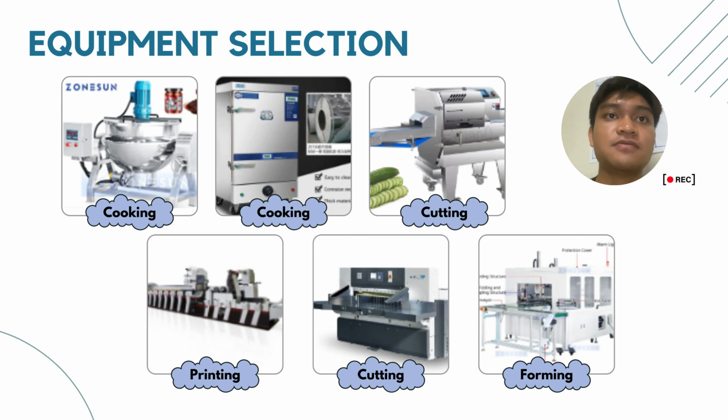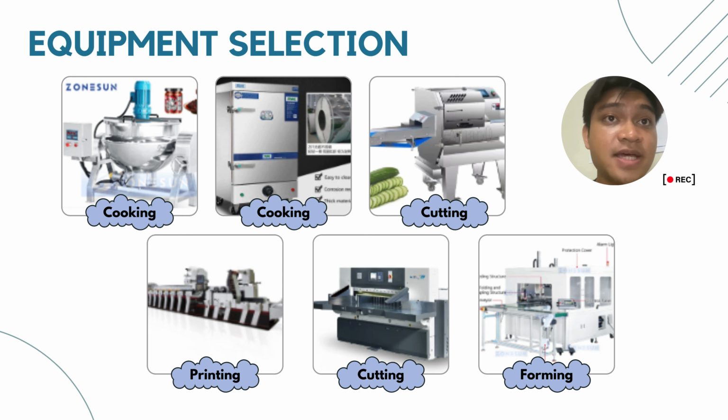So for the machine process, here I have listed out the important and also the main machines that will be used for this production, which are for the cooking process, the cutting process, the printing process, and also for the packaging part, cutting of the package, and the last one is the forming. So we start with the cooking process.